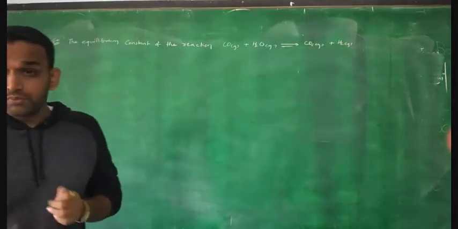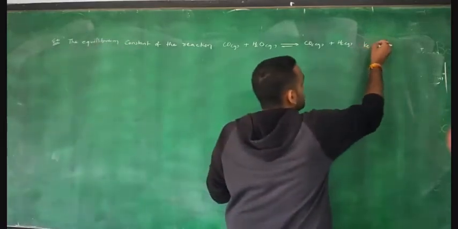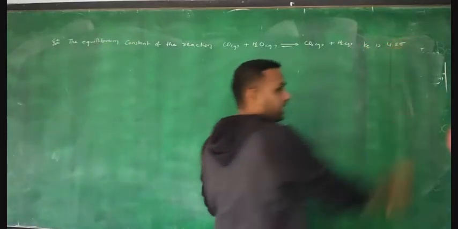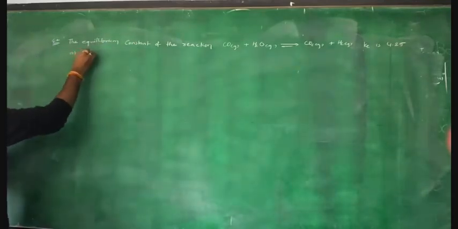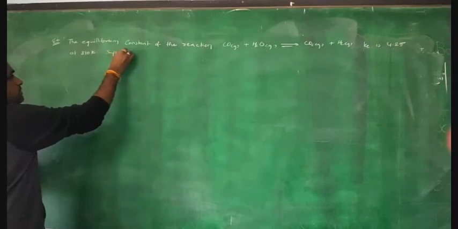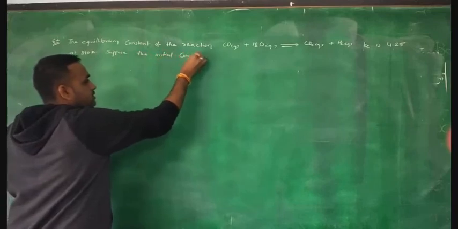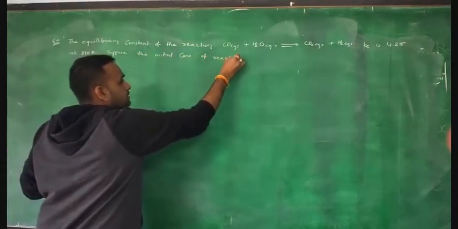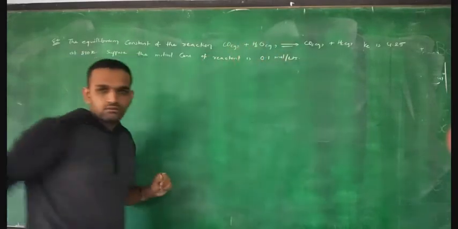Now Kc is given 4.25 at 810 Kelvin temperature, right? Now suppose the reaction begins with the reactant having initial concentration 0.1 mole per liter, right?